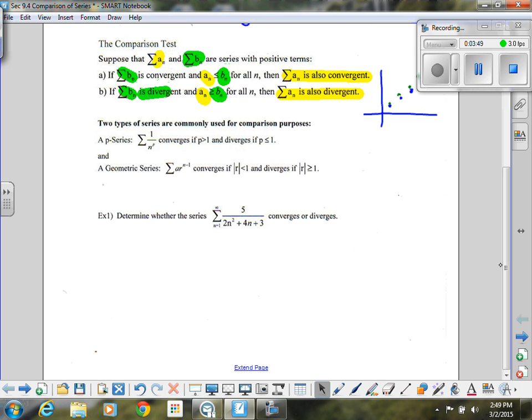All right, so two types of series that we usually use are things that are easy to compare to. So we've got the p series, which we talked about in class. And remember, if p is greater than 1, it converges, and then if p is less than 1, it diverges. And then we also had the geometric series from the previous class. And remember that if r is less than 1, then it converges. And then if it was greater than 1, then it diverged.